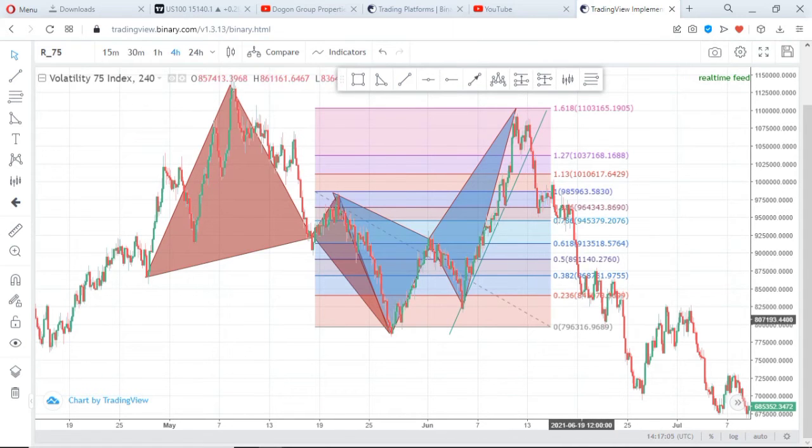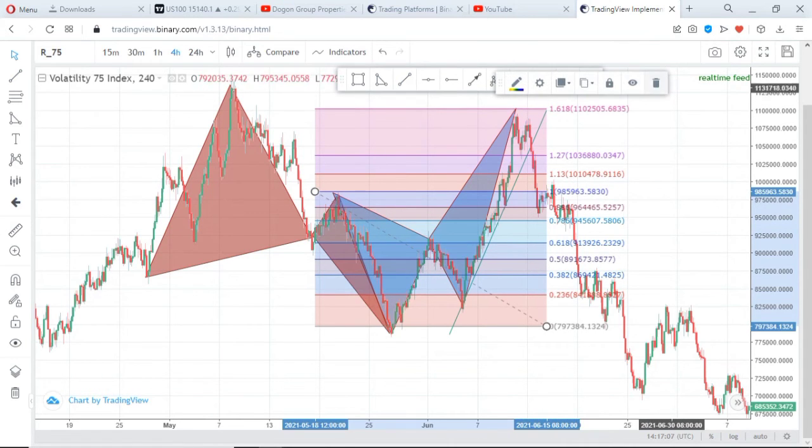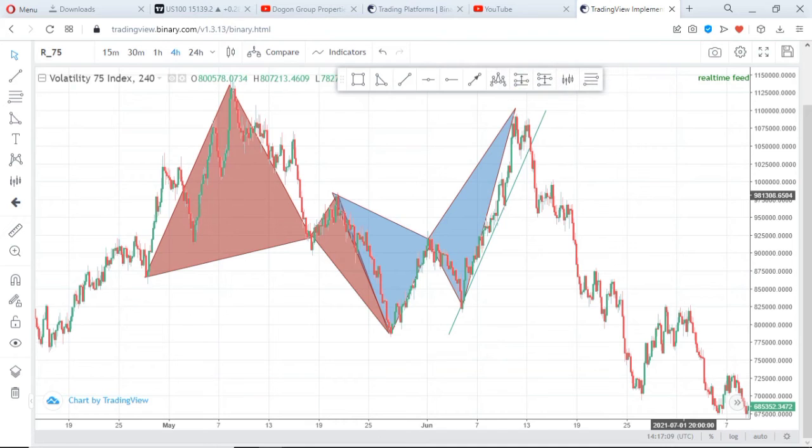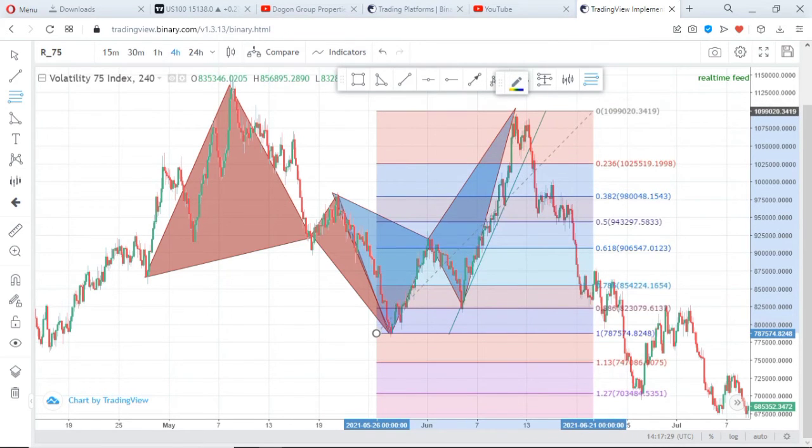Now we're gonna check our take profits. Remember guys, I said first take profit is where? 38.2 and the second profit is 618. I said when it's a bullish pattern, you start to check your take profit from the top. But now since it's a bearish harmonic pattern, we're gonna check from the bottom. Take your fibs from the bottom all the way to the top of our pattern.